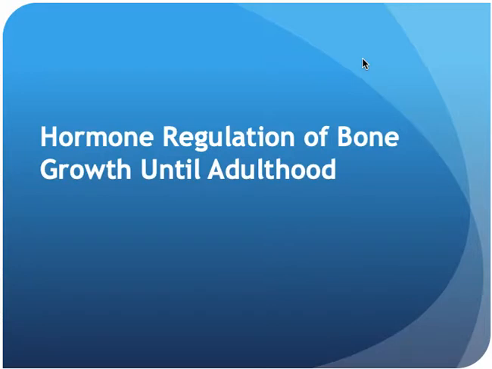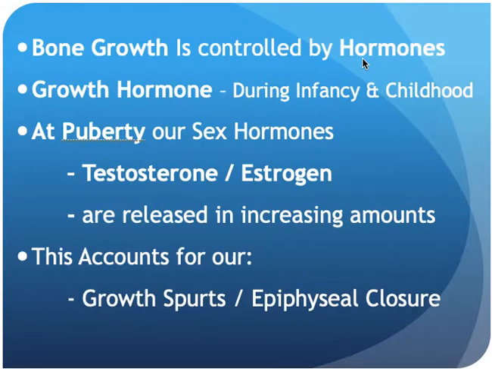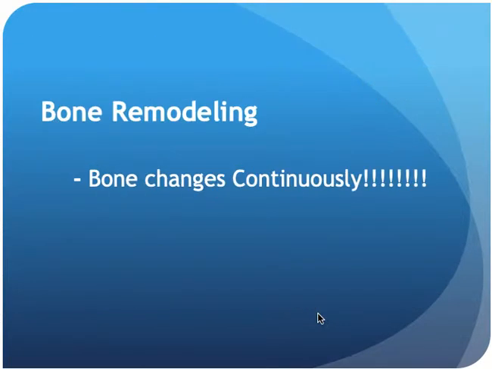So hormone regulation of bone growth until adulthood. So how do we control all of this? Bone growth is controlled by our hormones. When you're younger, so infancy and childhood, it's going to be growth hormone. As we get older and we enter puberty, it's going to be more our sex hormones. So testosterone and estrogen are going to get released in increasing amounts, and this is going to cause our growth spurts, okay? But it's also going to signal that epiphyseal plate to close and signal the end of our growth too.